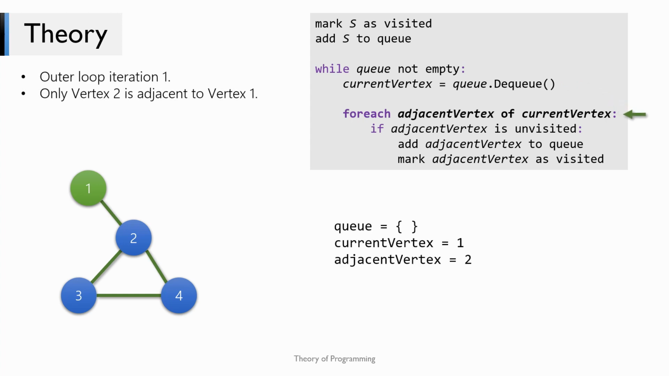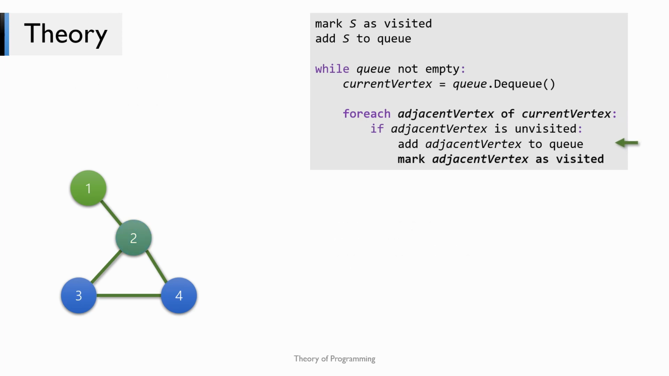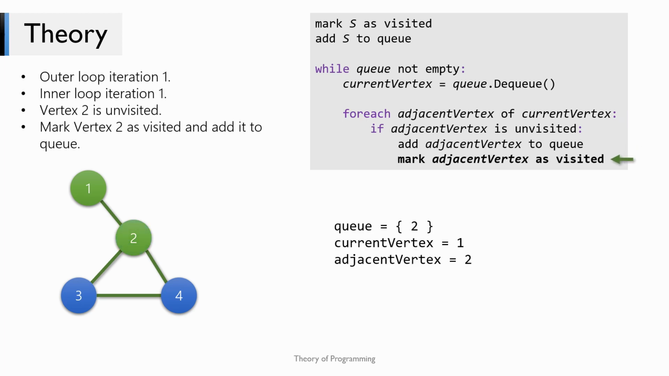Now we look at each adjacent vertex to vertex 1. Only vertex 2 is adjacent to vertex 1. So we will enter this for loop with the variable adjacent vertex having the value of 2. Now, as vertex 2 was not marked as visited, we will enter the if block. So we will add vertex 2 to the queue and mark vertex 2 as visited. I have indicated this by making vertex 2 green in color.